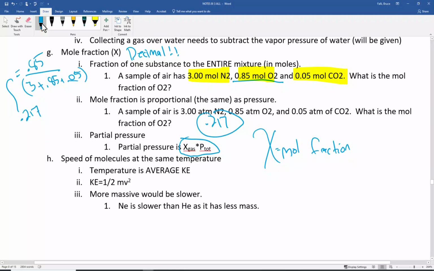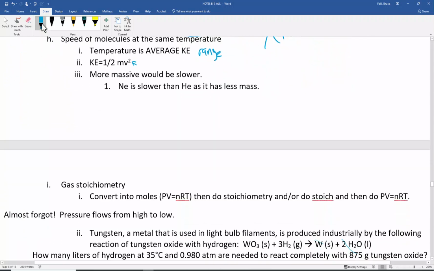So coming back to some other gassy things, speed of molecules at the same temperature. Temperature is average KE. That means there's a range. KE equals 1/2 mv squared. Notice that's the squared part. More massive would be slower. Less massive is faster.